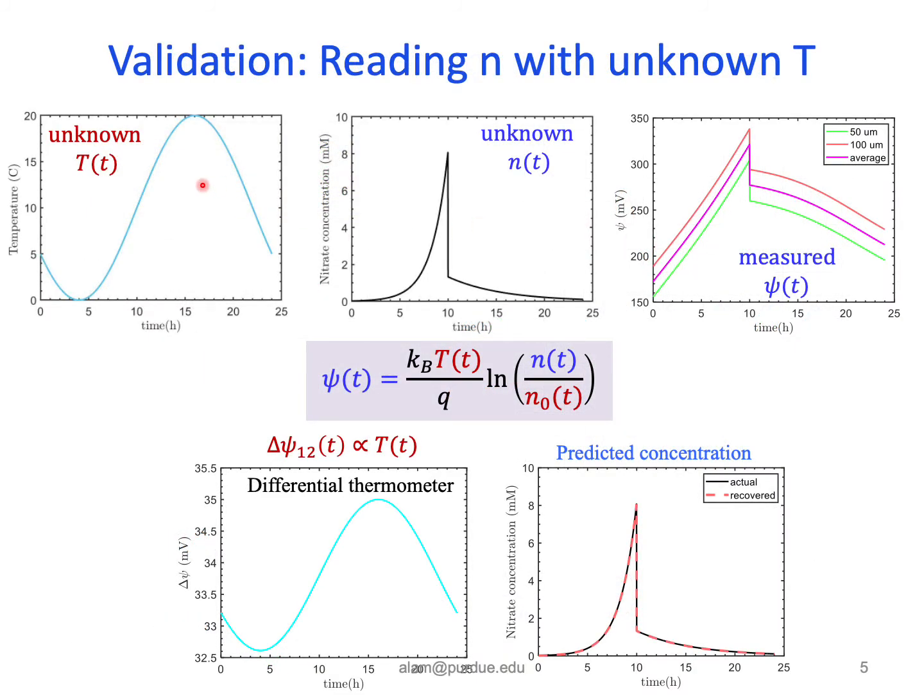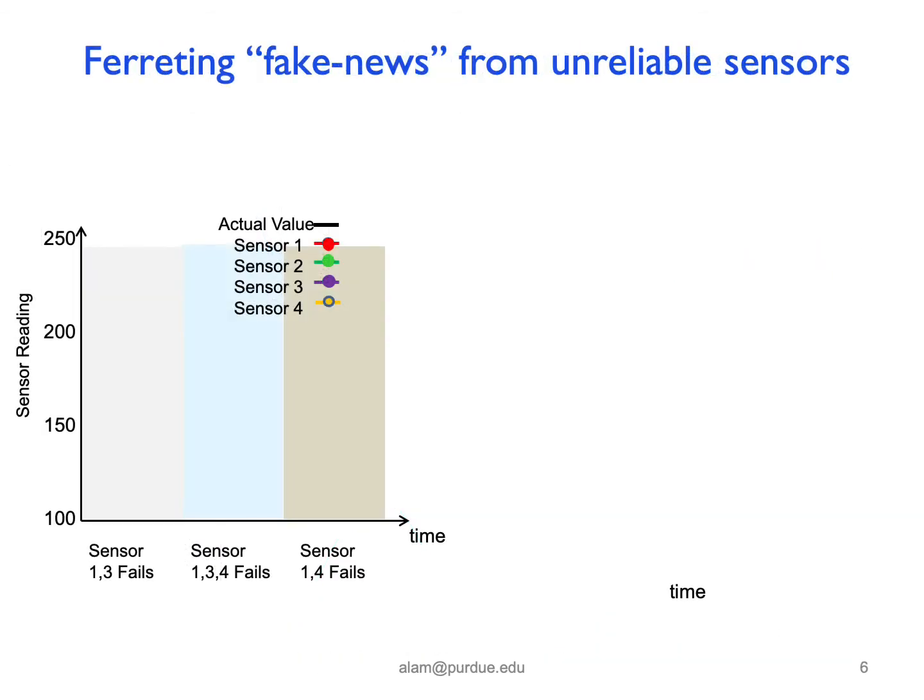So the idea here is that if you have an unknown temperature T and an unknown analyte concentration, your measured psi is difficult to deconvolve. To do so, you take two slightly different sensors and measure their difference, which gives you the temperature T. Once the temperature T is known, then you can predict the concentration perfectly, after having taken out the ambient variable.